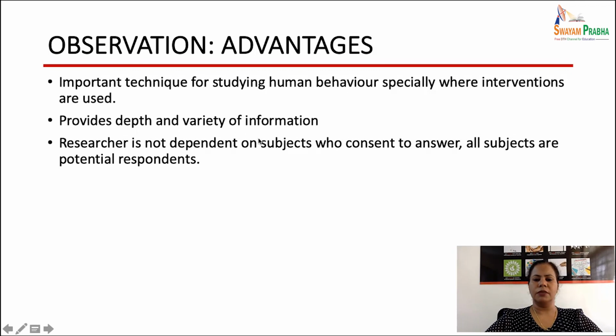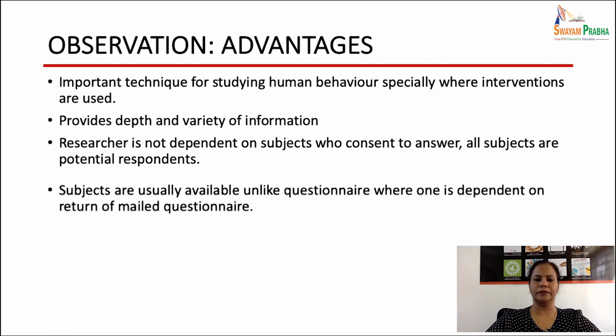And the researcher is not dependent upon subjects who consent to answer. All subjects are potential respondents. If a researcher goes to a setting and observes, he may not have to take the consent of individual persons. He may go and sit and keep on observing everybody, so all the subjects in that setting automatically become potential respondents.